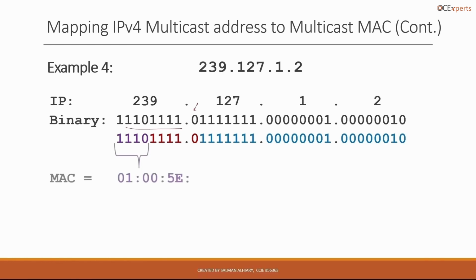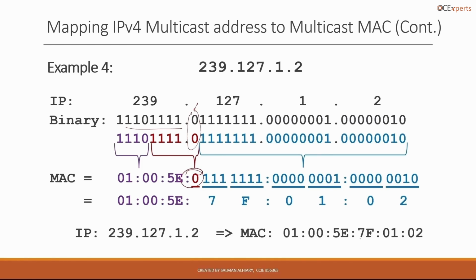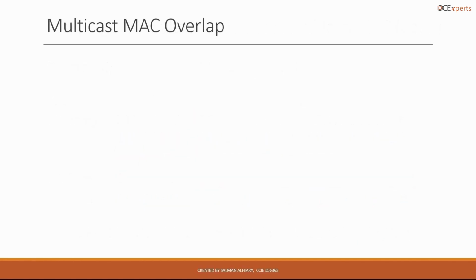Okay? The first part, 01005E, is fixed. Then this bit will always be 0, right? Then we have the last 23 bits as they are. If you compare this with the previous example, we got the same MAC address because this bit here is always 0, right? 01005E7F0102. And that brings us to the multicast MAC overlap topic.